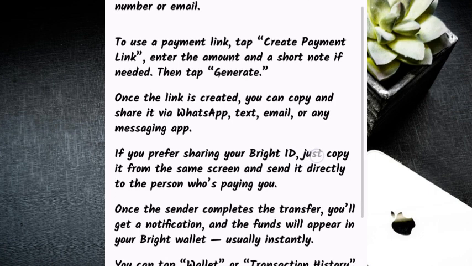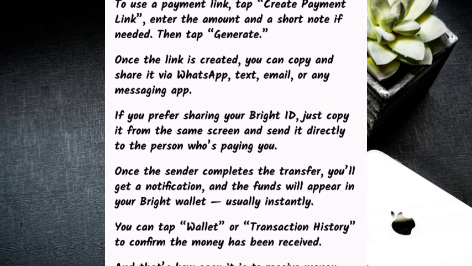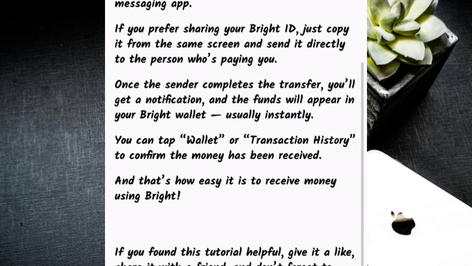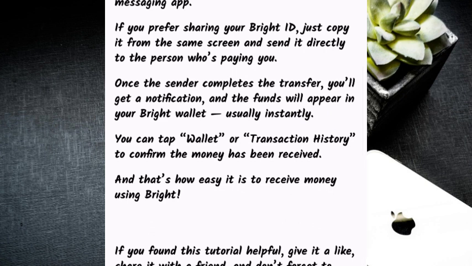If you prefer sharing your Bright ID, just copy it from the same screen and send it directly to the person who's paying you. Once the sender completes the transfer, you're going to get a notification and the funds will appear in your Bright wallet, usually instantly. You can tap wallet or transaction history to confirm that the money has indeed been received. And that's how easy it is to receive money using Bright.